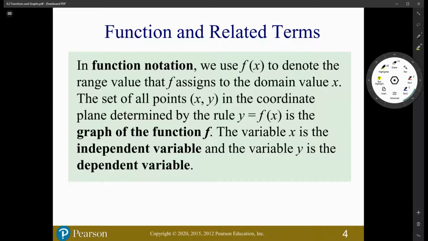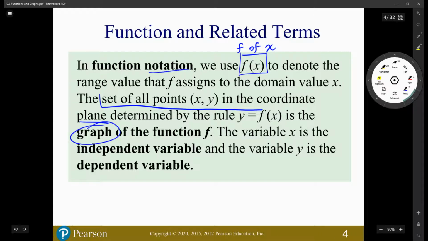So function notation comes next. For function notation, in other words, how do we notate? How do we write that we're talking about a function? We use f of x to denote the range value that f assigns to the domain value x. The set of all points (x, y) in the coordinate plane determined by whatever the function's rule is, y equals f of x, is the graph of the function. So the set of all points in the coordinate plane is the graph.